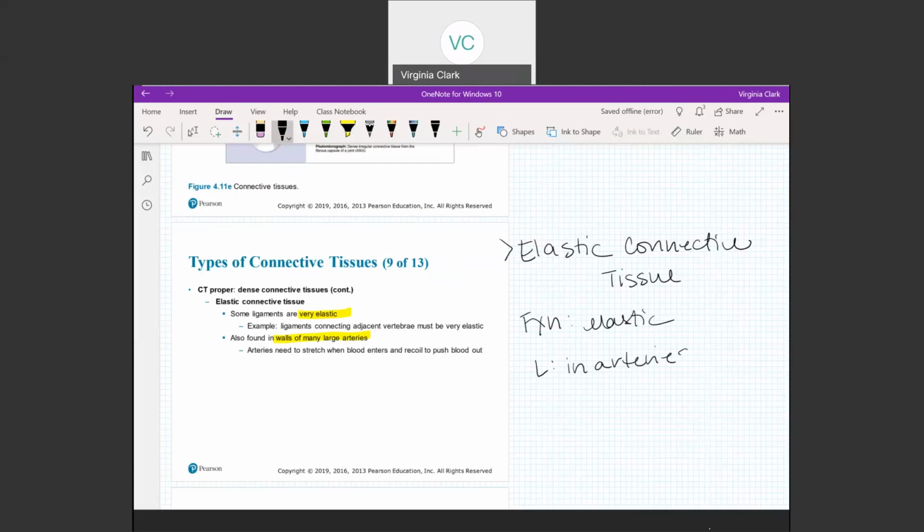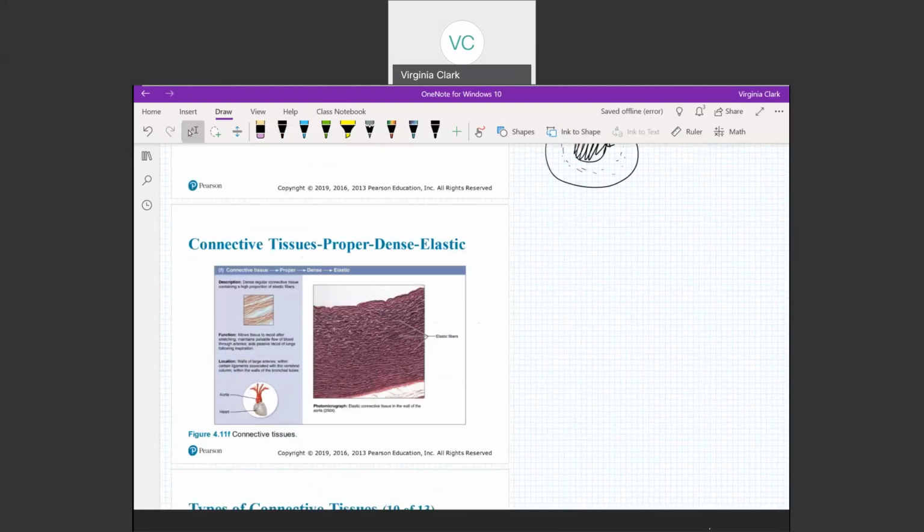So if this is going to be a cross-section of my artery, and this is where my blood will fall through, you will actually have elastic connective tissue here that will allow you to essentially create a wider or a smaller lumen and be able to control that, because you'll have elastic tissue in arteries. Okay, so that is our dense connective tissue.